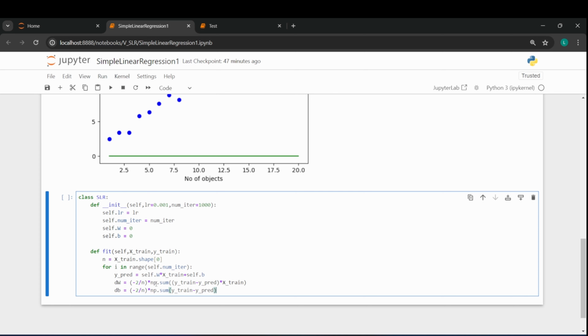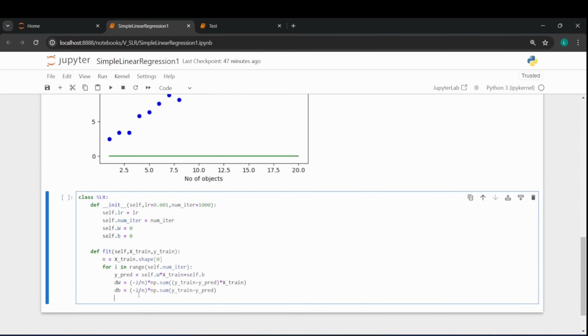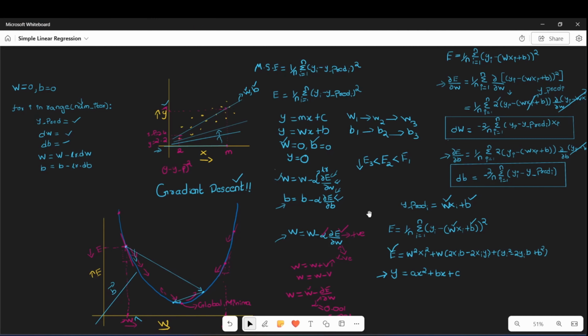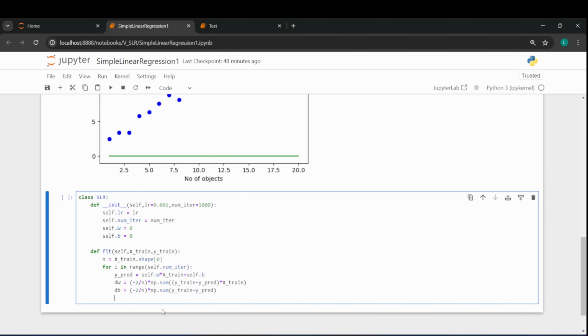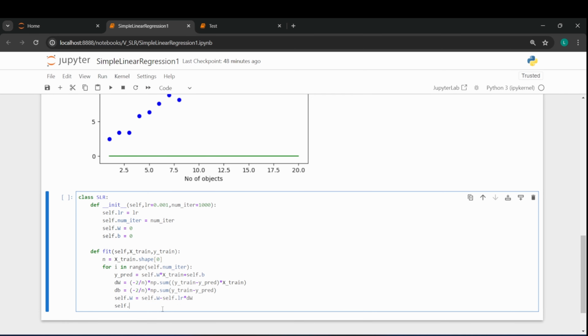So dw equal to minus 2 divided by n into np dot sum of yi minus ypred. Here yi is ytrain, here xi is the xtrain. So this is how we calculate dw, and this is how we calculate db. Now we just need to update the value of w and b. We know the formula to update them, which is w equal to w minus learning rate into dw, and b equal to b minus learning rate into db. So self dot w equal to self dot w minus self dot learning rate into dw, and to update b, self dot b equal to self dot b minus self dot learning rate into db.